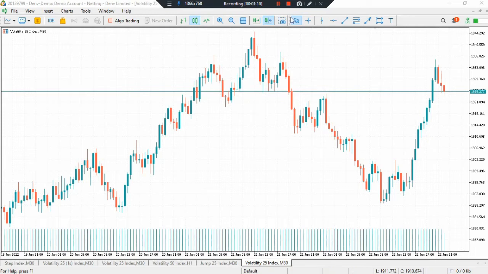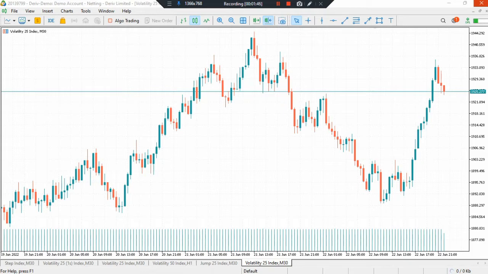So okay, what I have for you today is the Volatility 25 index. Mostly I like to use the 30 minute time frame because these indices are very volatile. So trading them on a smaller time frame is actually a good idea rather than using larger time frames, because the margin required is a little bit higher, and the stop losses are going to be big if you're using a larger time frame.